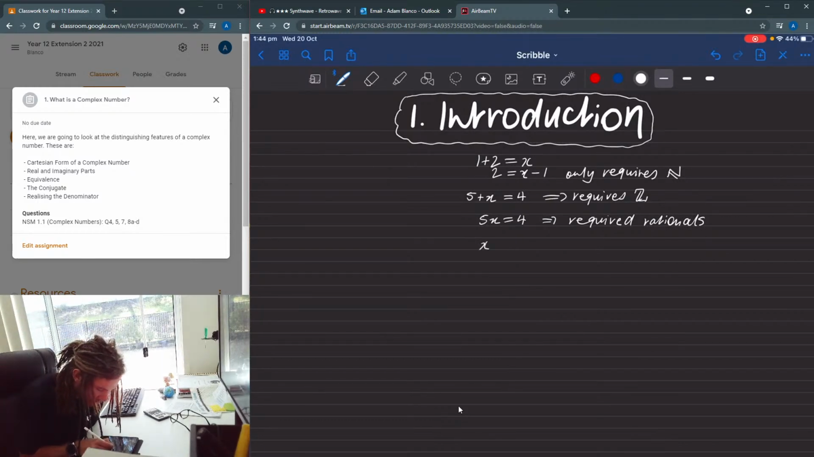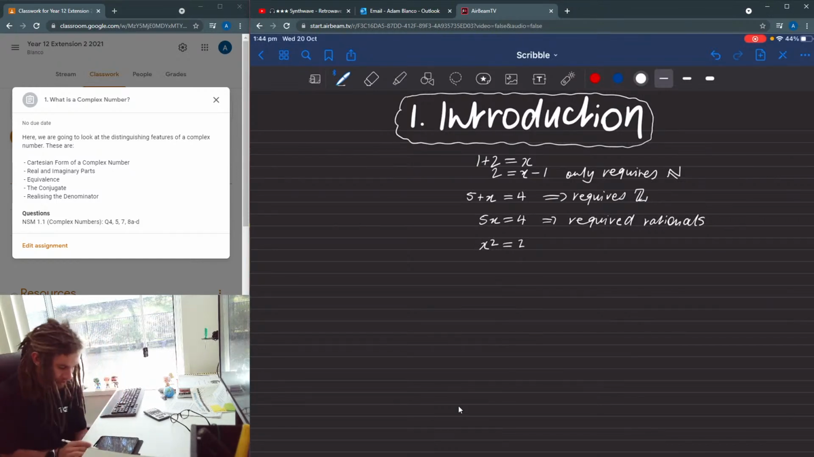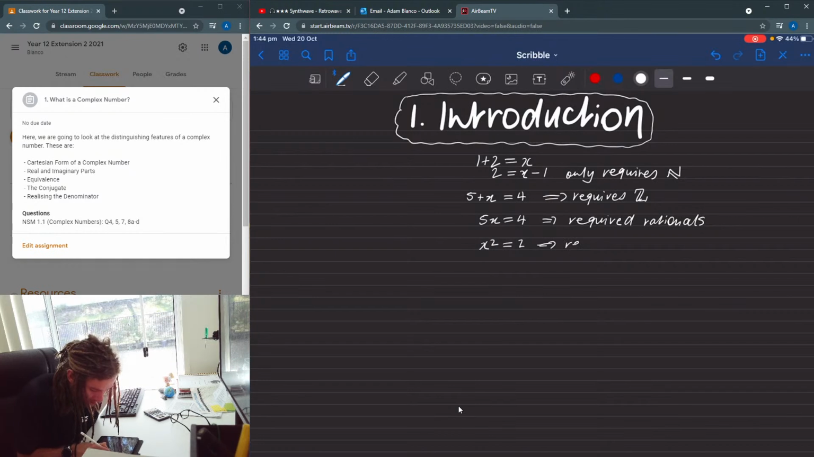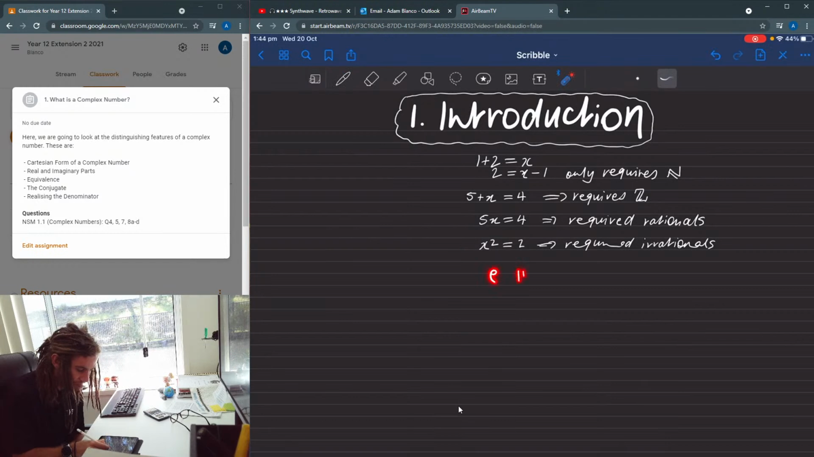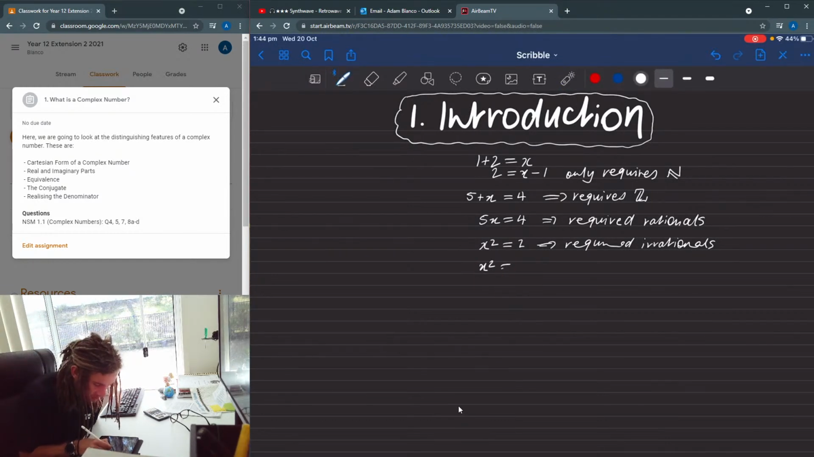And same thing. If I had something like x squared equals, I'll do 2. I can't fit a rational number into here. So then this required irrational numbers. You can kind of see where I'm going with this. Once I exhaust all these options, you can see things like e and pi and so on. And then I've got the old x squared equals -1. What does this require? Well, that requires complex numbers.